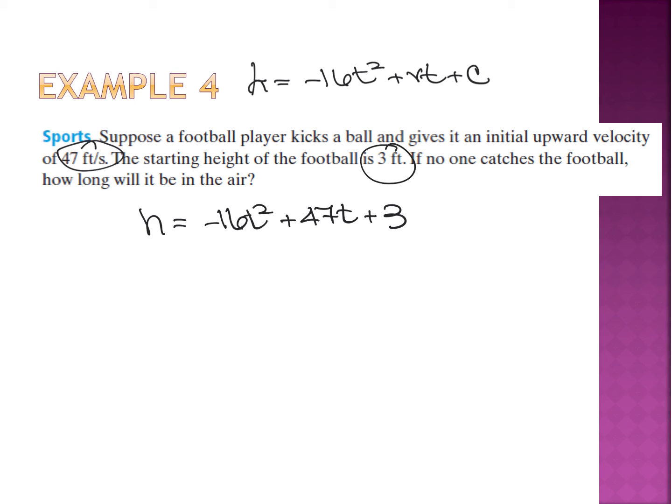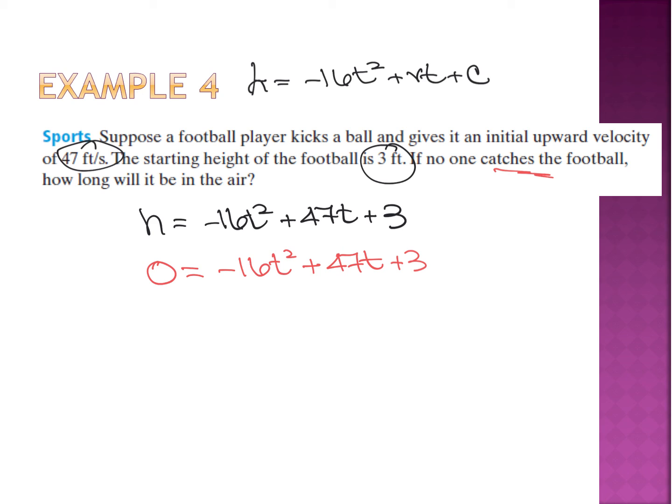Okay, so you're looking to see how long it takes for the object to be in the air. Because we're looking at the total time that this ball is in flight, we're going to assume that it's going to hit the ground at the other end, because it says no one catches the football. That tells me that that height then is going to be 0. So I really end up with 0 equals negative 16t squared plus 47t plus 3. Now you can see I have a quadratic equation written in standard form that's set equal to 0. This doesn't look like something that's going to factor very nicely.